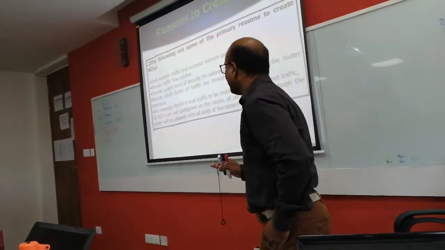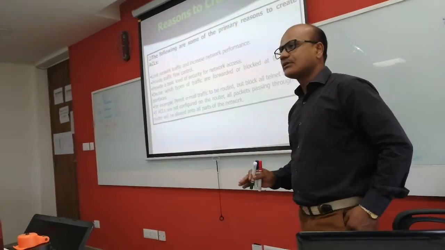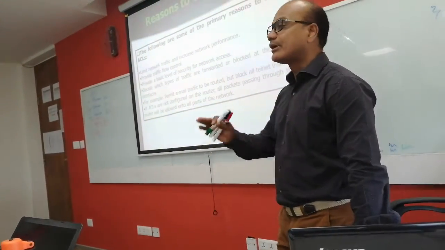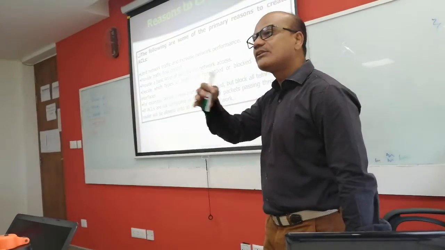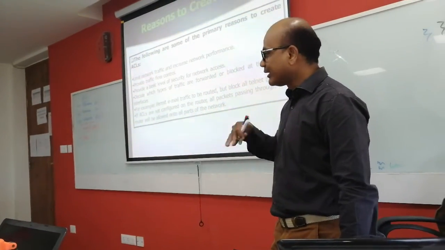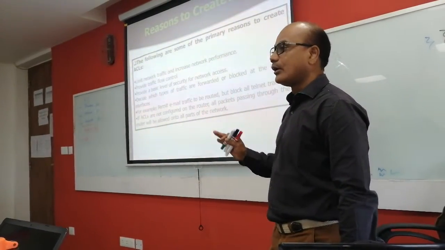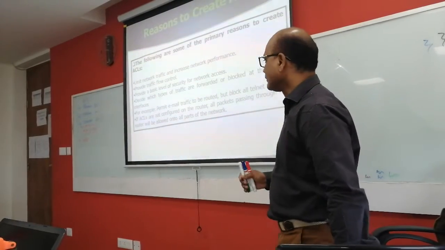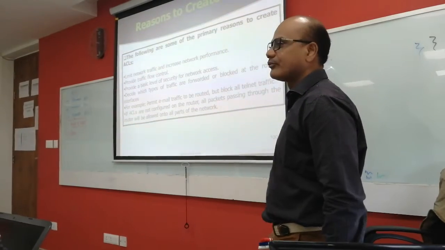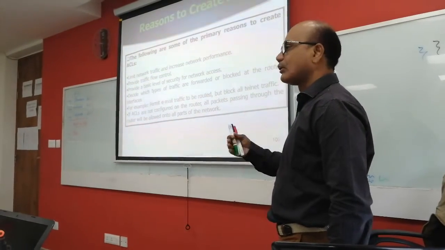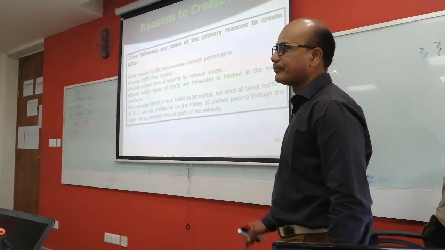Next thing is to provide a basic level of security for network access. It's a basic level, as I told you. It is not high security, your ACL. It's a basic level of security within your organization network, not for the external. Decide what type of traffic you want to forward or block at the router interface. So you need to decide what you want to block or what you want to deny.